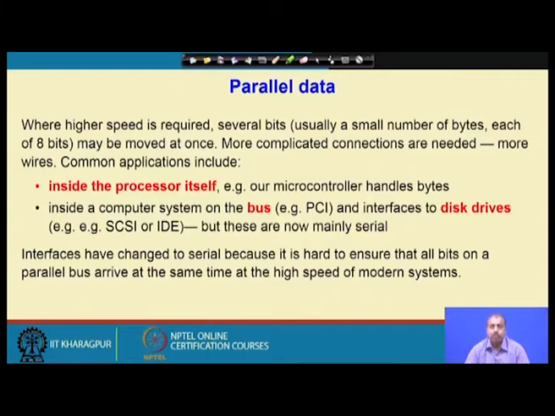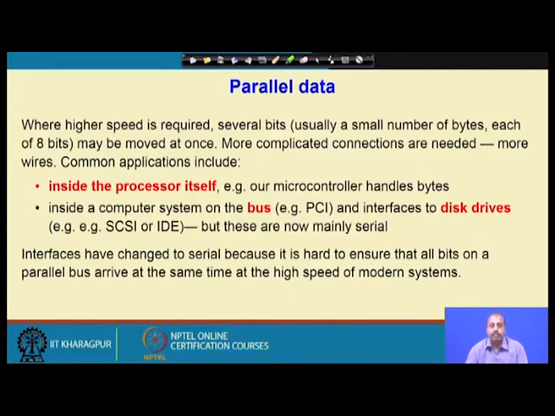They were initially parallel because the transmission would be faster, but now serial communication is also being used. The interfacing is such that from the processor the data comes out as parallel data, but the transmission is serial, so we need to have a parallel to serial converter. These interfaces have changed to serial because it is hard to ensure that all bits on a parallel bus arrive at the same time at the high speed of modern systems.